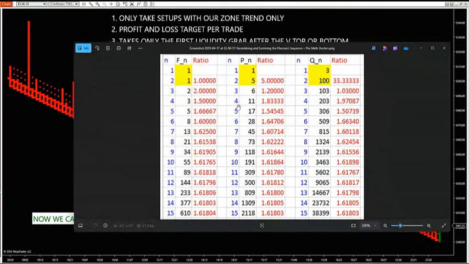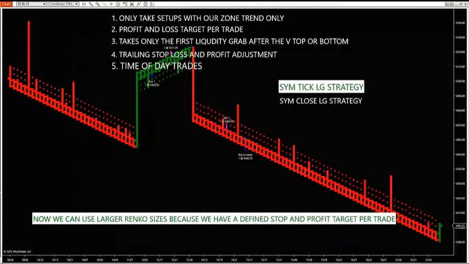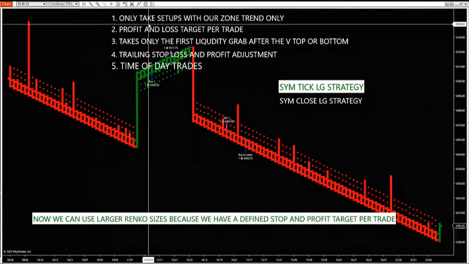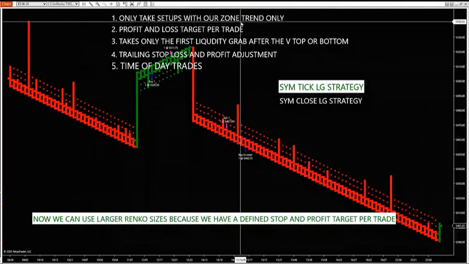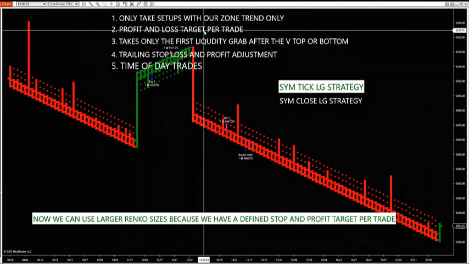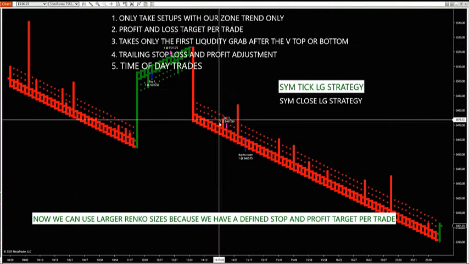And for traders like yourself, Vincat, that want full automation, I think you're going to like this because on these larger Renko sizes, it's only going to take trends with the zone trend. But the profit and loss per trade is going to help you define your goals, meaning what is my profit target per trade and the loss that I'm willing to withstand on the micros or on the larger contract. And this is based upon one contract, okay?